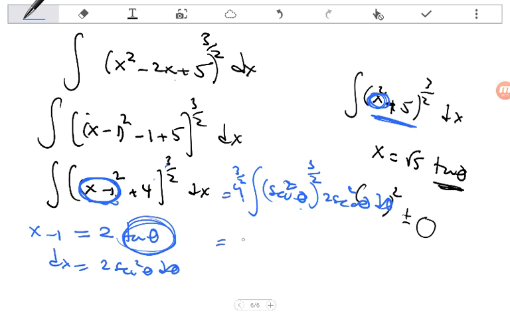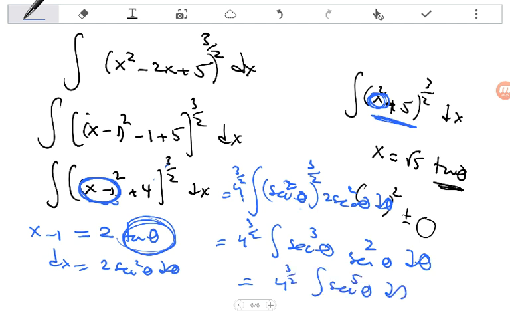Now this is 4 over 3. This will be sec power 3 theta, and this is sec power 2 theta d theta. So it will be the integration of sec power 5 theta d theta. This is an odd power for sec, which will be solved by taking it by parts and returning to the original integral. This is what we studied in the trigonometric functions.